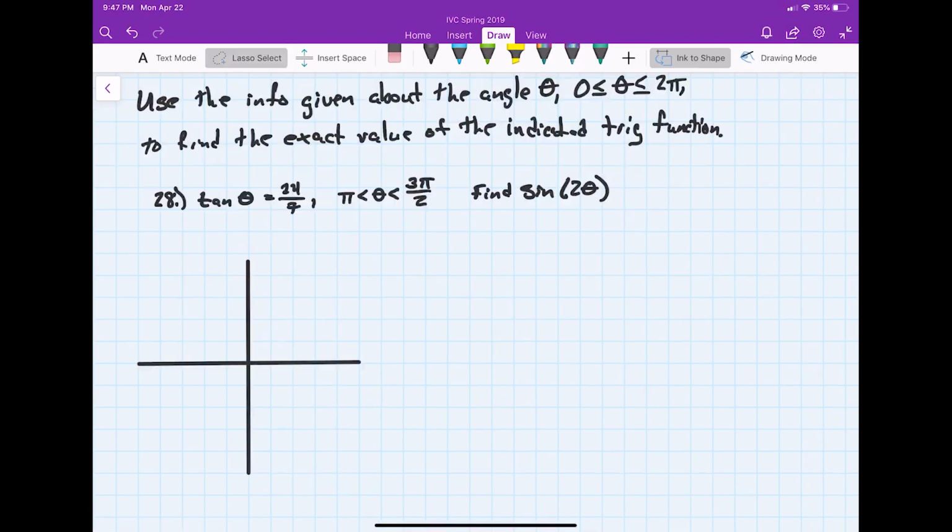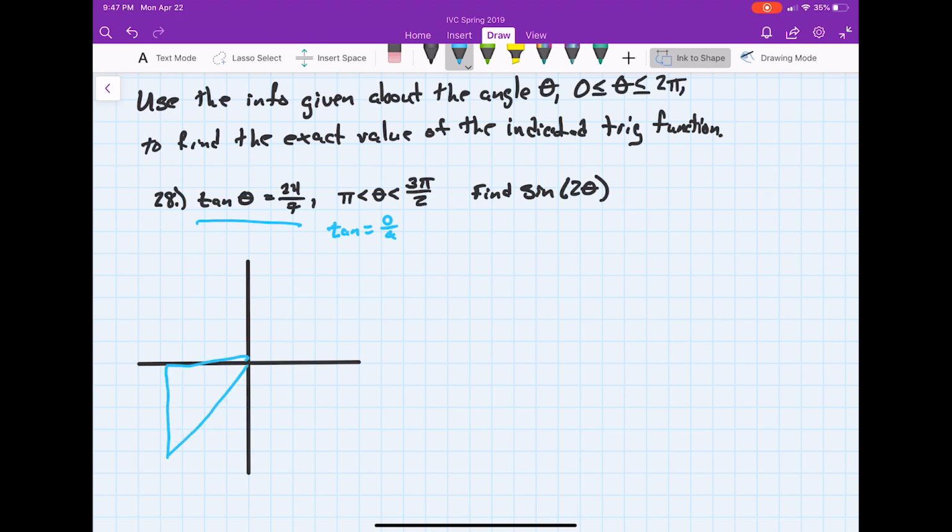But the easy problems are over, because now we're back into the more complicated ones. Use the info given about the angle theta, between 0 less than or equal to theta less than or equal to 2 pi, to find the exact value of the indicated trigonometric function. Well, here we have a double angle function. We're going to find sine 2 theta, and tangent theta is equal to 24 over 7. And tangent is opposite over adjacent, as a reminder from our SOHCAHTOA.